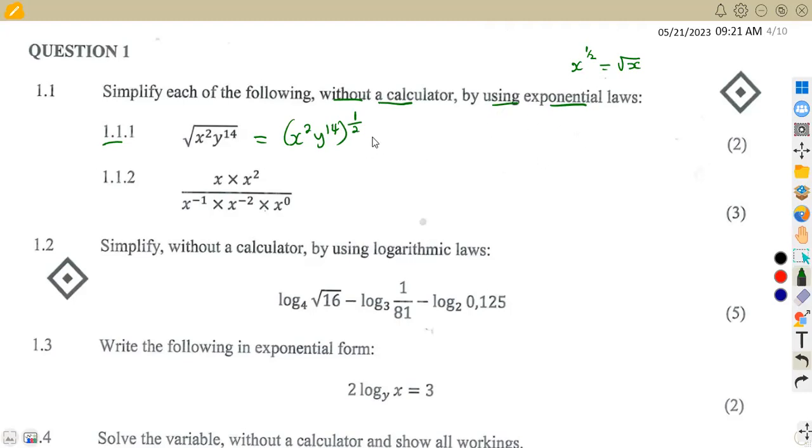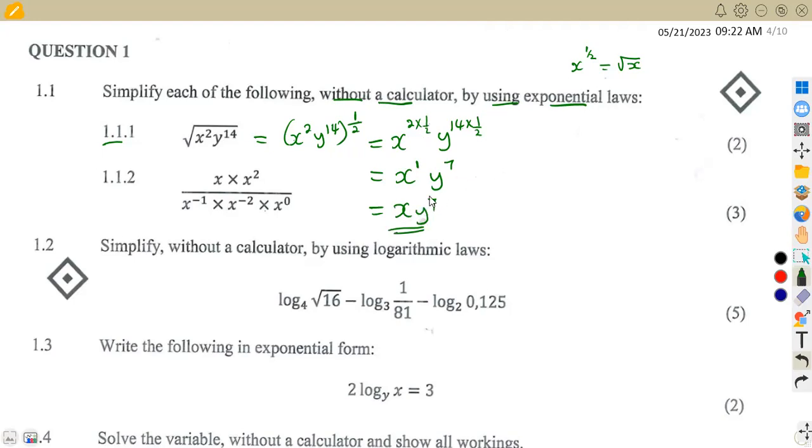Remember, from your laws of exponents, you can multiply an exponent and an exponent. So meaning to say here, we are going to multiply x to the exponent of 2 times a half. Y to the exponent of 14 also is going to be multiplied by a half. So this is going to give us x to the exponent 2 times a half, which is 1. So this is x to the exponent of 1. 14 times a half is 7. So everything is going to be x y to the exponent of 7 in this case.